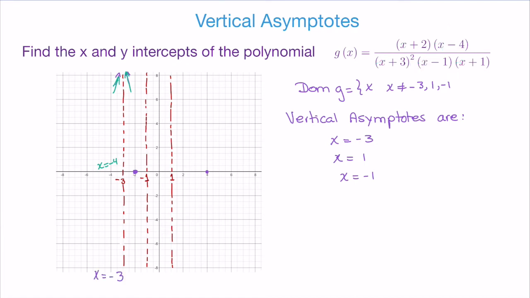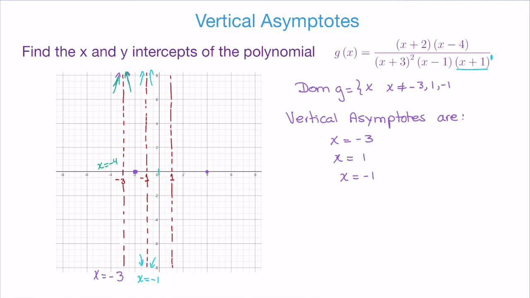Now let's analyze the behavior of the function near the asymptote x equals negative 1. You see, the corresponding factor is x plus 1. And the power here is 1. That means it changes signs. It either ends towards positive infinity from the left and then towards negative infinity from the right, or it ends towards positive infinity from the right and towards negative infinity from the left. How do we know that? Well, we plug in a point.